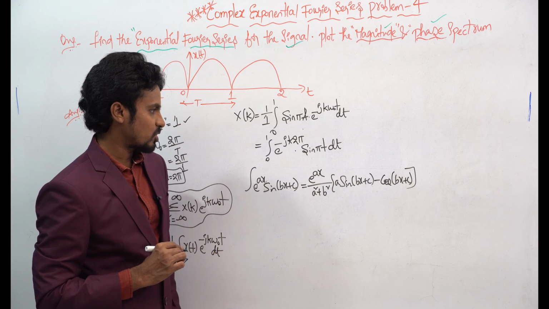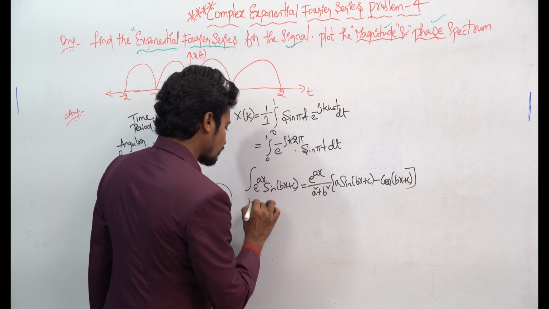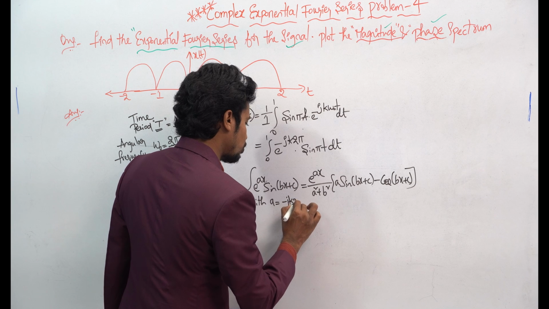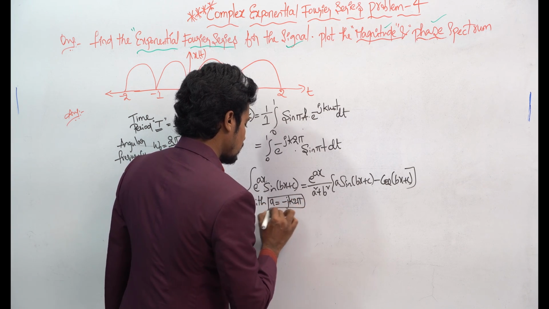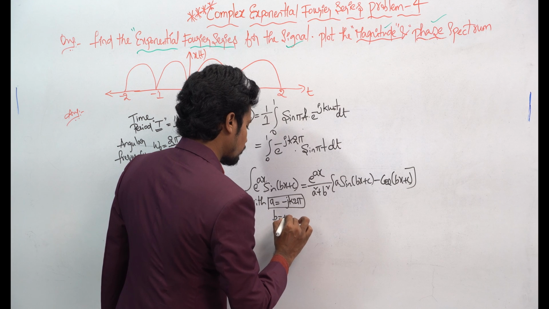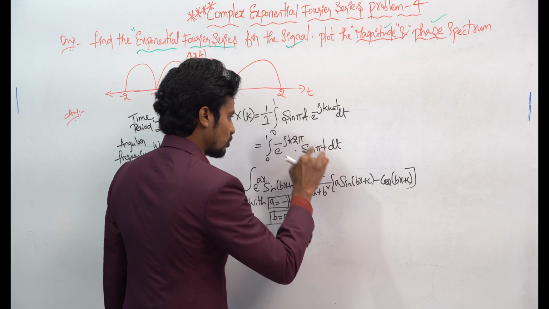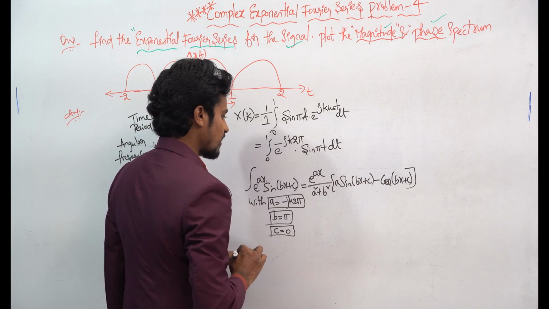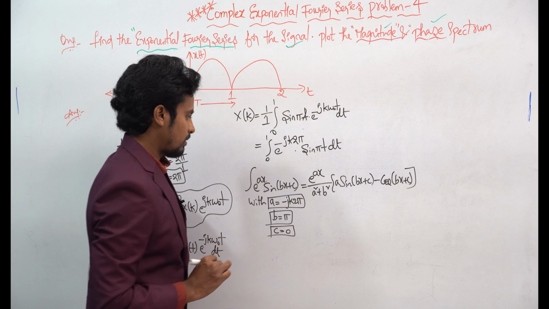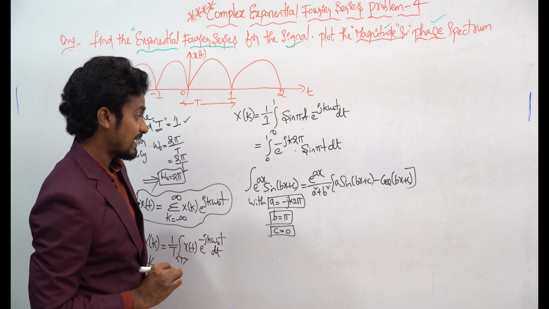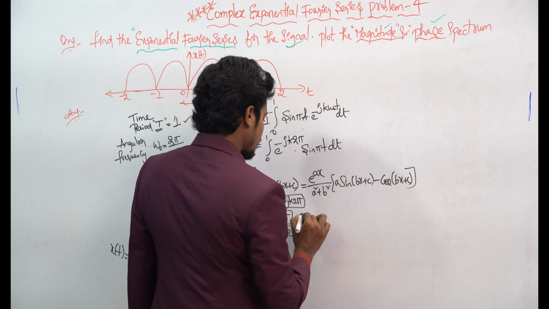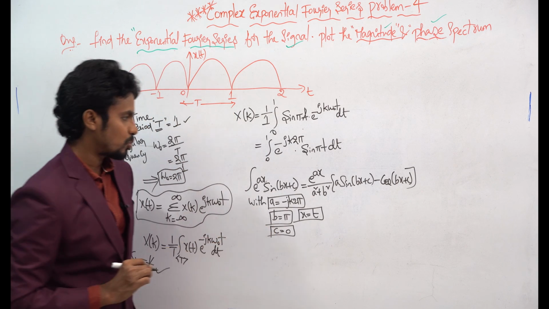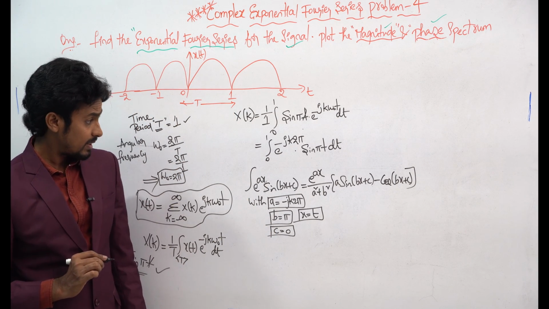Next, you have to substitute the values. With values, a is equal to minus jk 2 pi. B is equal to pi, and c is equal to 0, and x is equal to the time period t. Substituting into this formula, what will we get?